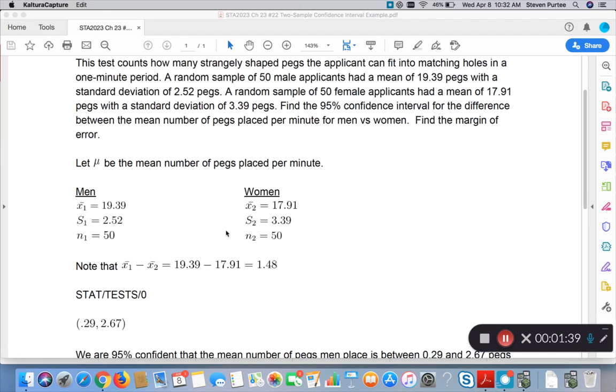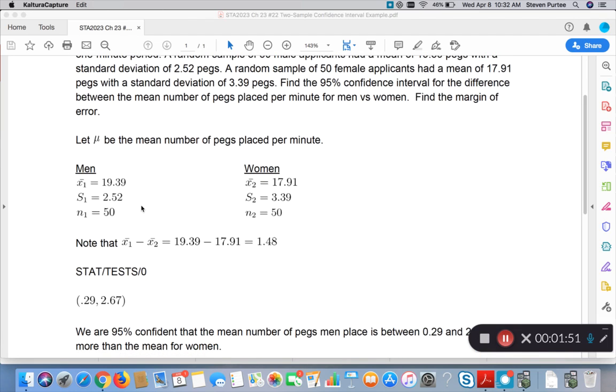Remember, with our confidence interval, we're trying to measure the difference between the groups. We're trying to say how much higher, on average, men are than women at this particular task. So our observed difference, the sample says that 19 and that 17 is about 1.48 pegs per minute higher on average. But that's just a sample. We need to leave some wiggle room around that.